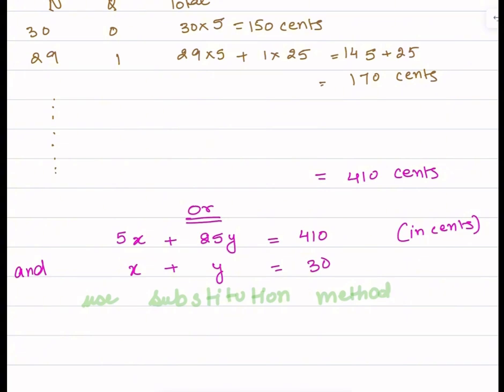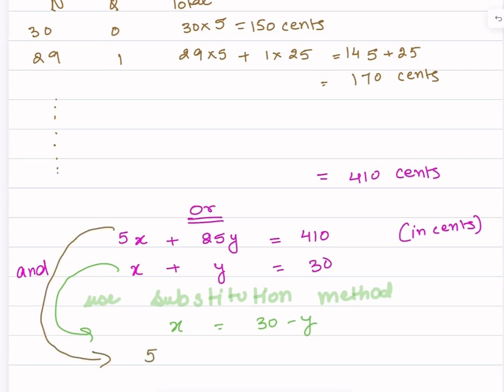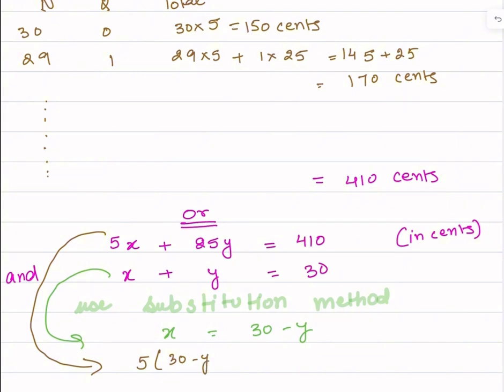You can go ahead and use any method. I'm going to use the substitution method here. So I will go ahead and use my second equation. Isolate my X, find the value of X in terms of Y. So X can be written as 30 minus Y. And now use the value of X in the first equation, where in place of X, I can substitute this with 30 minus Y, plus 25Y equals 410.